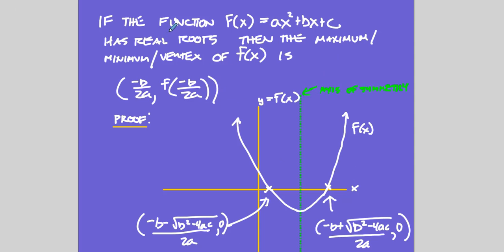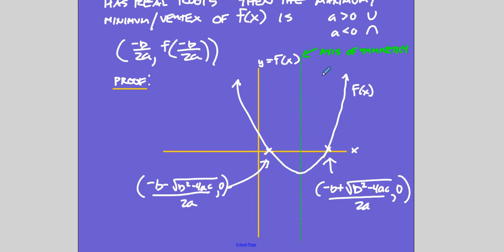Alright, so if the function f of x equals ax squared plus bx plus c has real roots, then the maximum or minimum vertex of the function is going to be negative b over 2a, and then the function evaluated at this negative b over 2a. So remember what I said earlier. In the quadratic function, if a is greater than 0, it opens up. If a is less than 0, the parabola opens down.